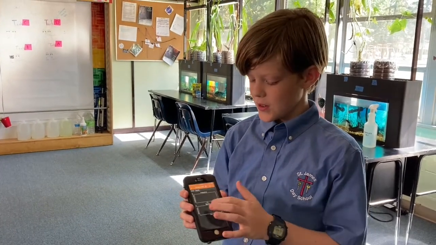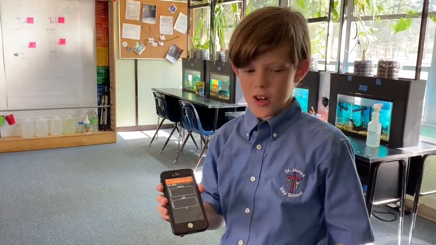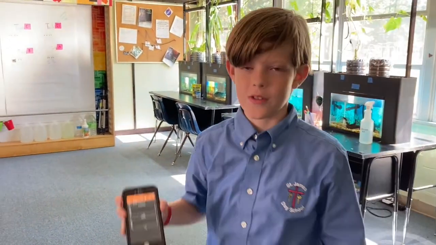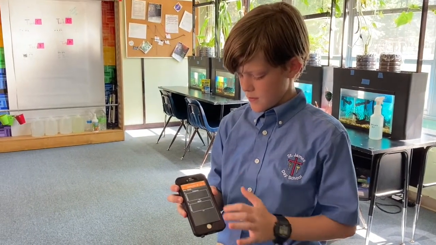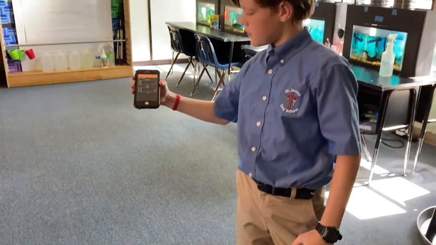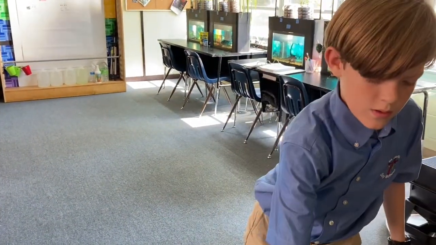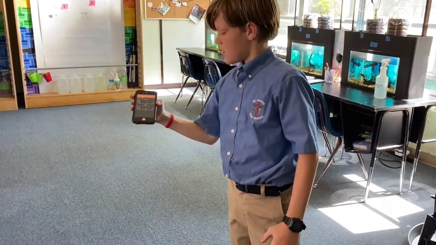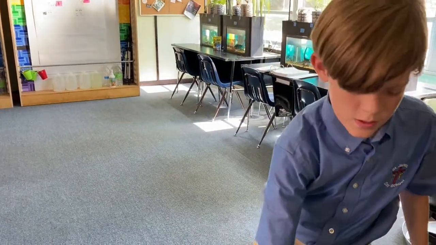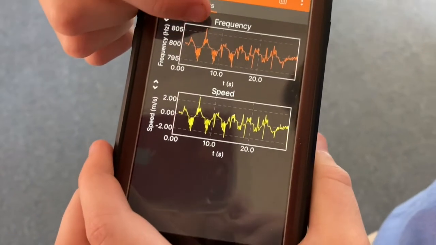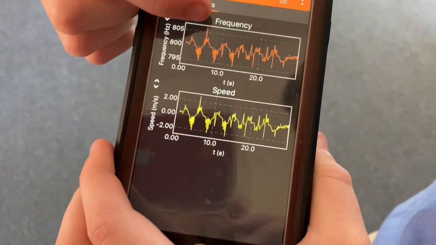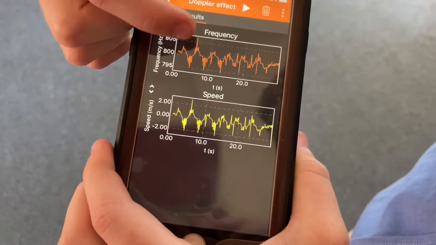I'm going to be using the Phyphox app to measure the Doppler effect. I'm going to move the phone towards and away from the sound source. Our base frequency was at 800 and it went up around 5 and went down around 5.